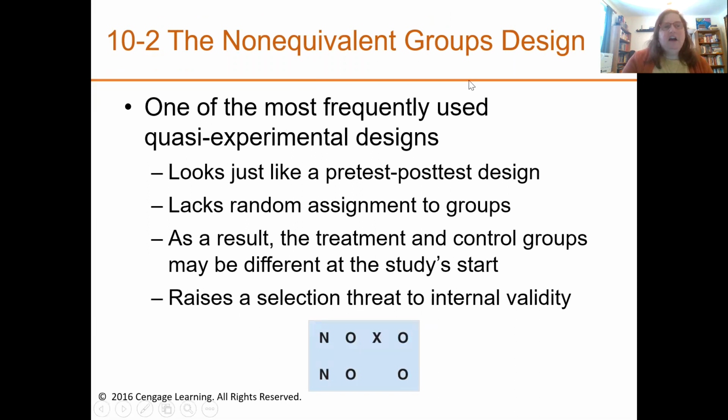So let's look at the non-equivalent groups design. And this is one of the most frequently used quasi-experimental designs. It looks just like a pre-test, post-test design, but it lacks random assignment to groups. As a result, the treatment and control groups may be different at the study start, and it raises a selection threat to internal validity. So here's our non-exposed groups. Here's our observation. Treatment or program or whatever you like. And here's our observation again.